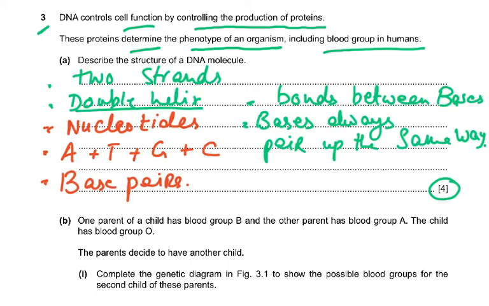So you can see what the points are: 2 strands, double helix, DNA is made up of nucleotides, they are A, T, G, C, and they're always base pairs, and the bonds between the bases are actually hydrogen bonds, and the bases always pair up the same way. A always pairs up with T, and G always pairs up with C. It could be T here and A here, or C here and G here. So they will always pair up in the same way. There's no anomaly in it. It will always be the same, right? So this is question 3 part A, which I have solved.